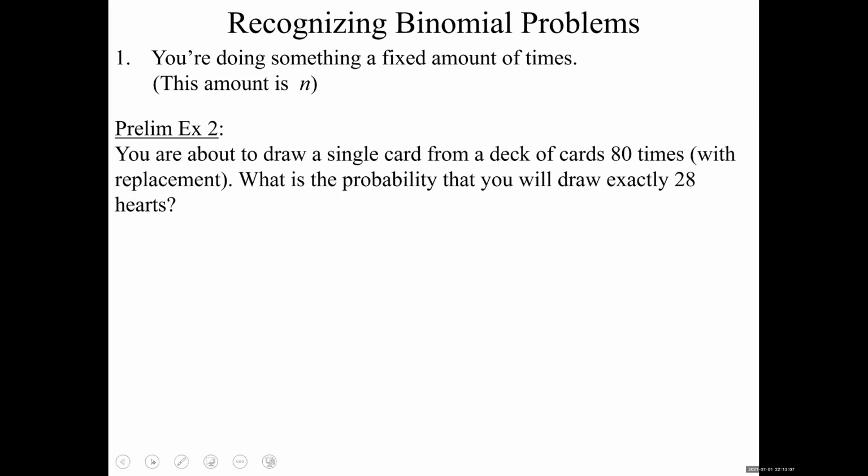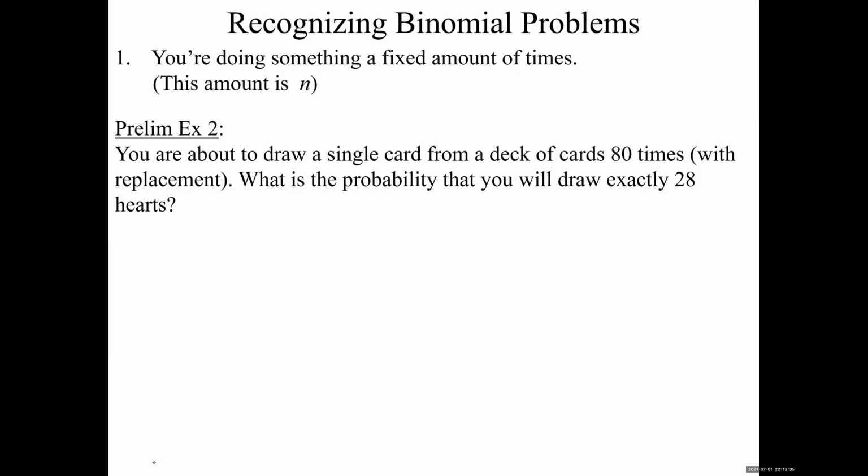Here's another example of a binomial problem. Again, all I want you to look for in this problem right now is that it says you're doing this and you're going to do it this many times. You're about to draw a single card from a deck of cards 80 times with replacement. What's the probability you will draw exactly 28 hearts? Again, we're going to look at the rest of the problem later. All I want to look at right now is what are we doing and how many times are we going to repeat it total? Someone tell me.